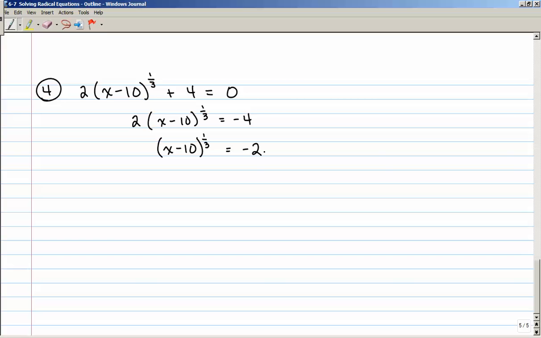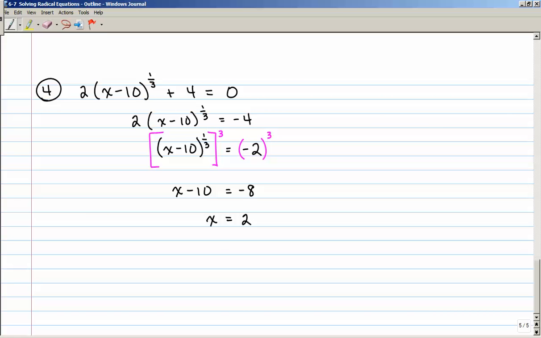Okay, so I have the quantity x minus 10 to the 1/3 power is equal to -2. So I really need to get rid of this 1/3 power. To do that, I am going to raise each side to the 3rd power, because something to the 1/3 power raised to the 3rd power, remember you multiply those, that's going to give me just a 1. So I raise both of these to the 3rd power. That's going to give me x minus 10 is equal to -2 raised to the 3rd power, which is -8. Adding 10 to both sides, x is equal to 2.